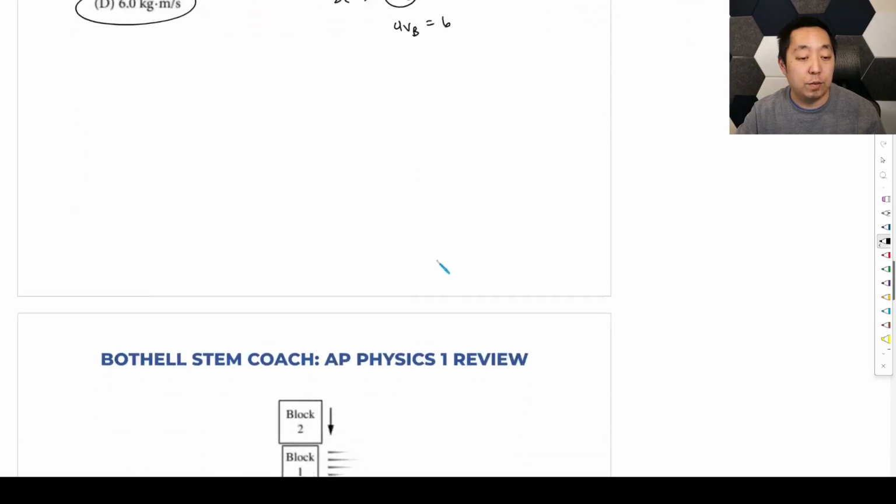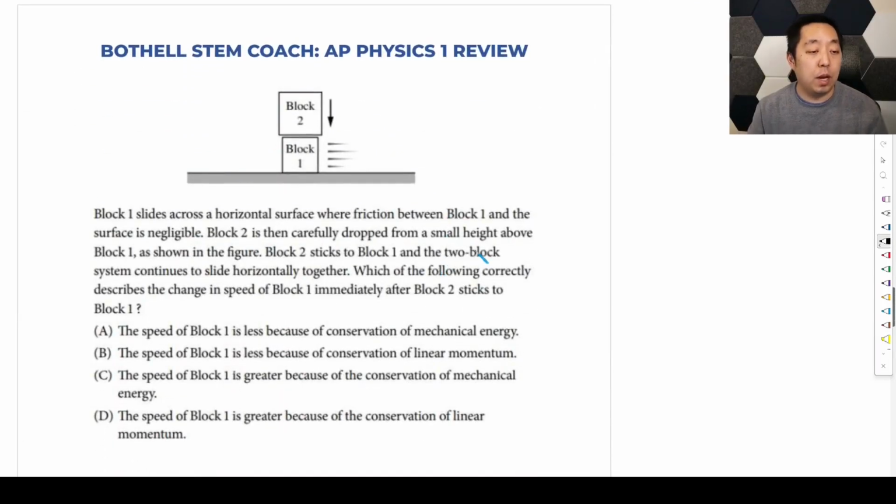Okay, pretty straightforward. Let's take a look at this. Block 1 slides across a horizontal surface when friction between block 1 and the surface is negligible. Block 2 is then carefully dropped from a small height above block 1. Block 2 sticks to block 1 and the 2-block system continues to slide horizontally together. Which of the following correctly describes the change in speed of block 1 immediately after block 2 sticks to it?